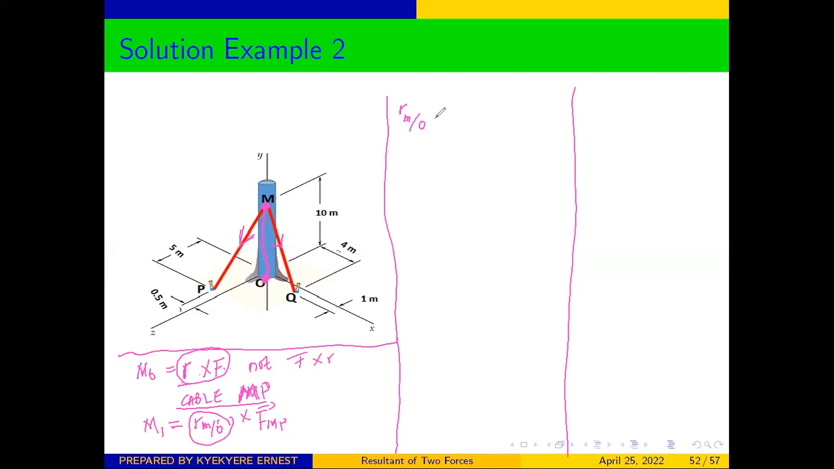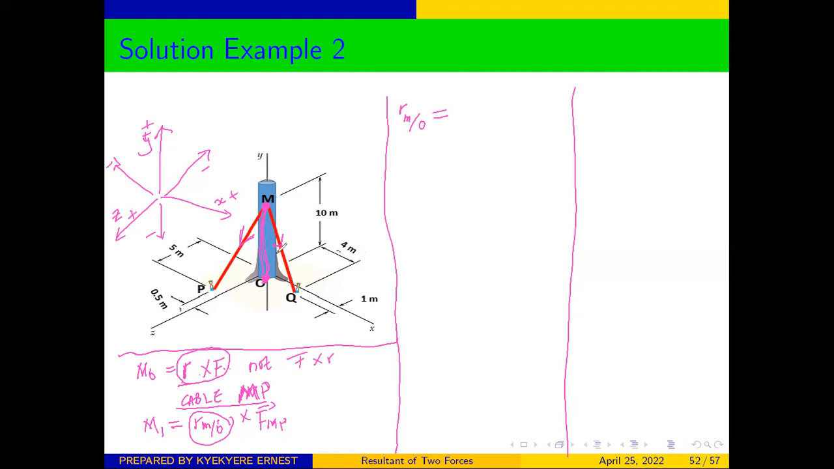So if we are at O and we want to move to M, we will just move on the vertical like this and then we will get to M. And don't forget our unit vector conventions. Anytime we are moving up on the Y, it's positive. Anytime we are moving on X this way, it's positive. And anytime we are going this direction on Z, it is positive. When we are moving in the opposite direction, it is negative.